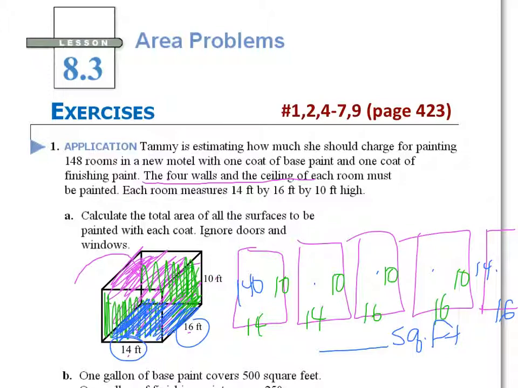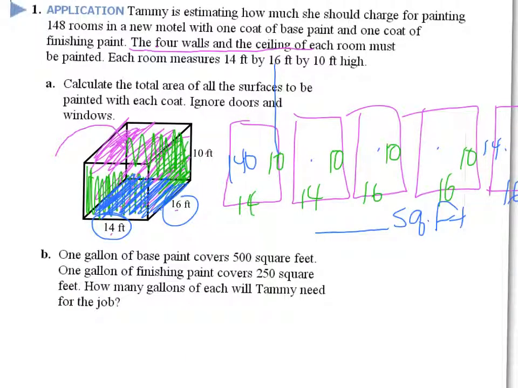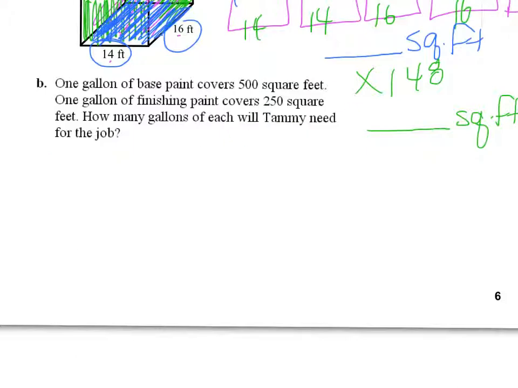But that's only part A. That's only one room of part A. We still have 148 rooms that we're doing. So if you take that square footage times 148, that gives you the square footage for every room added together in the hotel. To find the gallons of paint you need, it talks about base paint covering 500 square feet.